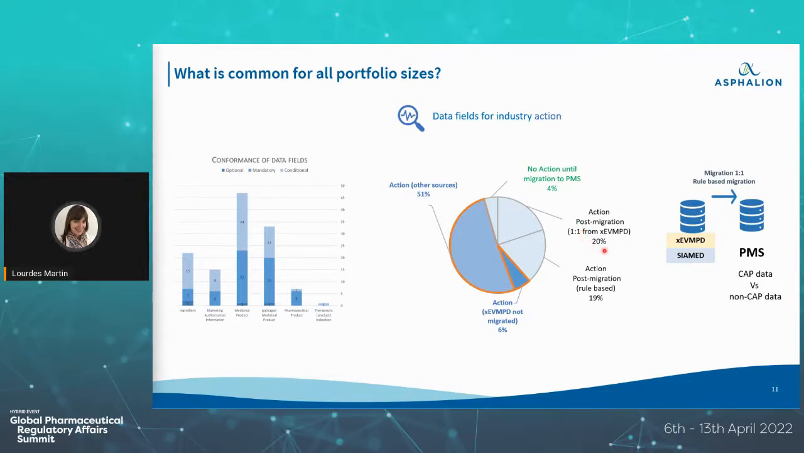There are those fields that require an action post-migration. So the action will be the cleaning and the enrichment. These are all the data fields that will be migrated from XVMPD and CMS into PMS, either from this one-to-one or rule-based migration that we saw before. And then those fields that, even though they are in XVMPD, cannot be migrated, and those that have to be looked for in other sources, whether databases, RIM systems already in the company, or actual free text within a document where we have to go and extract the data.